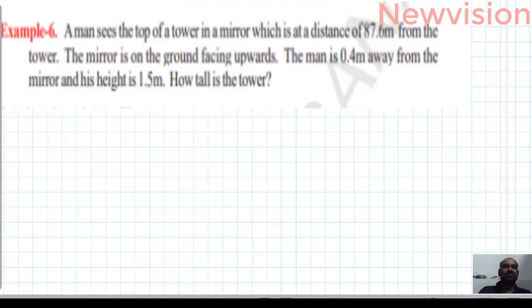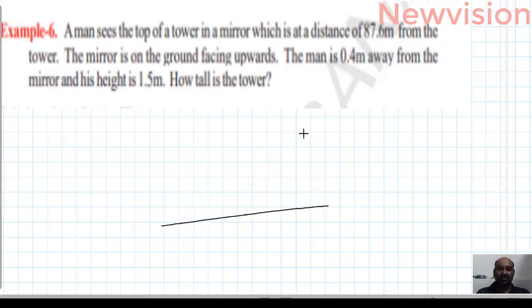Okay students, next example problem. A man sees the top of a tower in a mirror which is at a distance of 8.6 meters from the tower. The mirror is on the ground facing upward. The man is 0.4 meter away from the mirror and his height is 1.5 meters. How tall is the tower? First of all, you want to read the problem carefully. According to this problem, you want to draw the diagram. First of all, I want to draw the rough diagram.